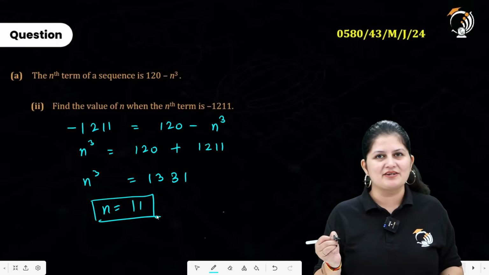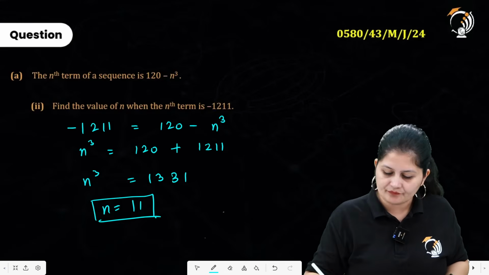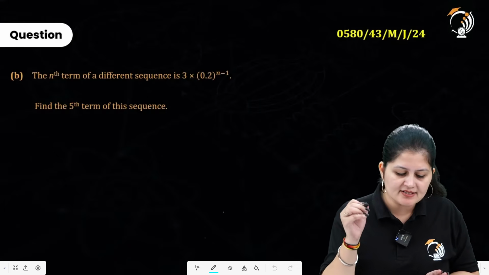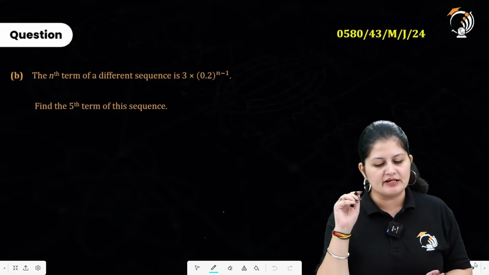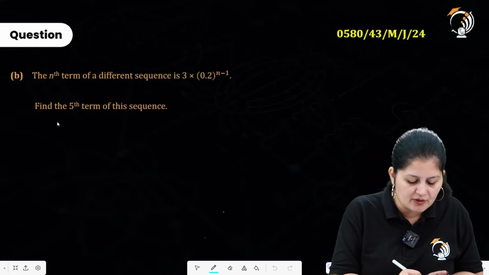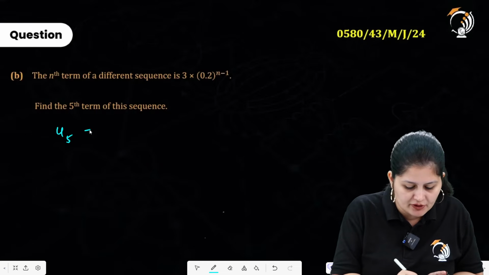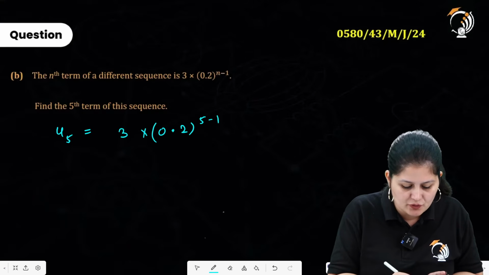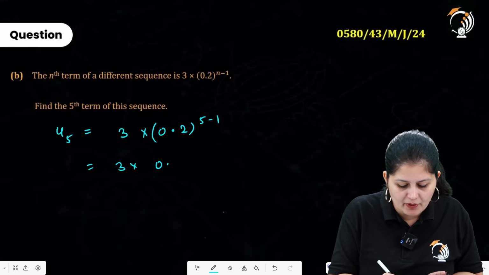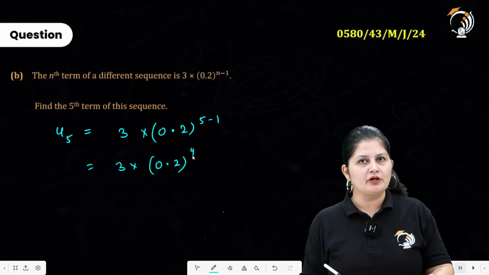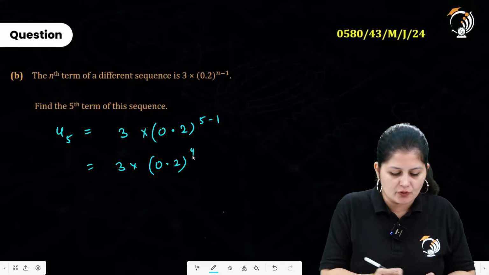Clear? Understood? Now, moving to the B subpart of the question, which says the nth term of a different sequence is 3 multiplied with 0.2 raised to the power n minus 1. Find the fifth term of the sequence. To get the fifth term, I'll put n equal to 5, which is going to be 3 multiplied with 0.2 raised to the power 4, correct?